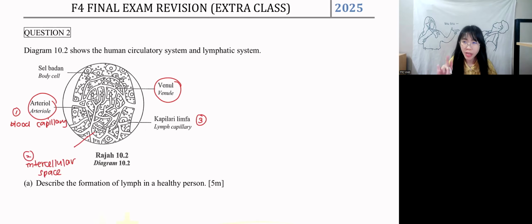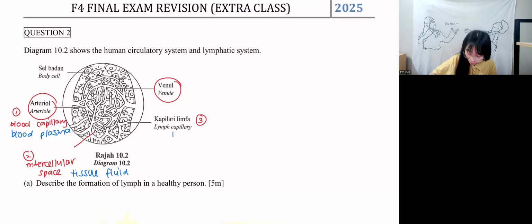In these 3 different locations, we have 3 different fluids. In the blood capillary, what is the fluid called? It is called blood plasma. It's not blood, but blood plasma. And then in the intercellular space, the fluid is called tissue fluid. Very good. In the lymph capillary, the fluid is called lymph.